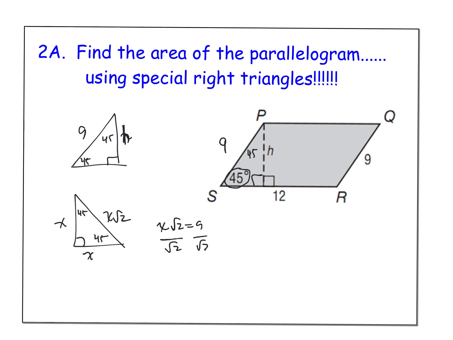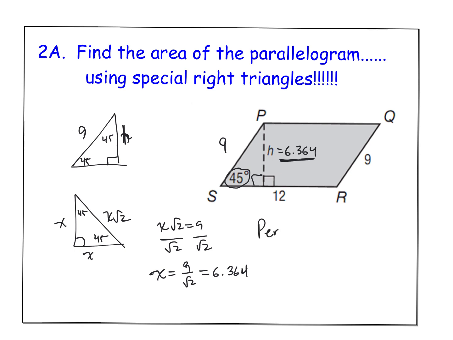So now, leaving it like that, here I want an actual value. So I'm just going to take 9 divided by square root of 2. And I get 6.364. That's what I would consider my height, 6.364. That's what I would use there.